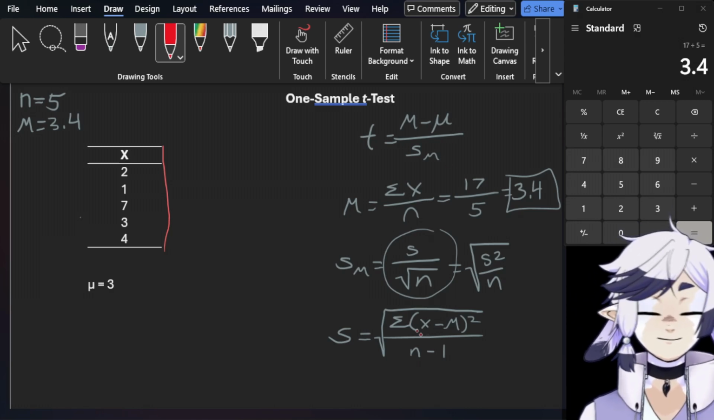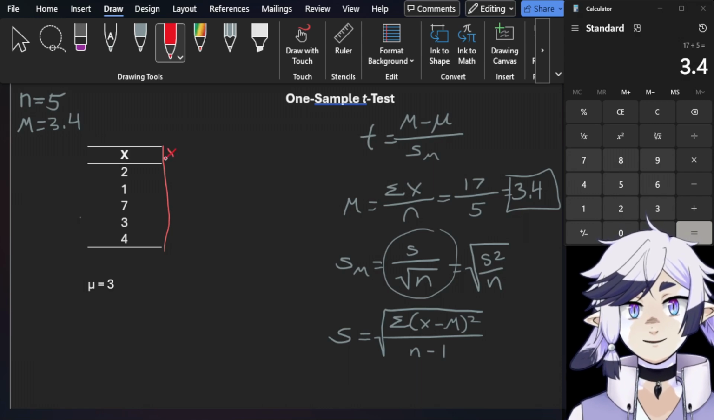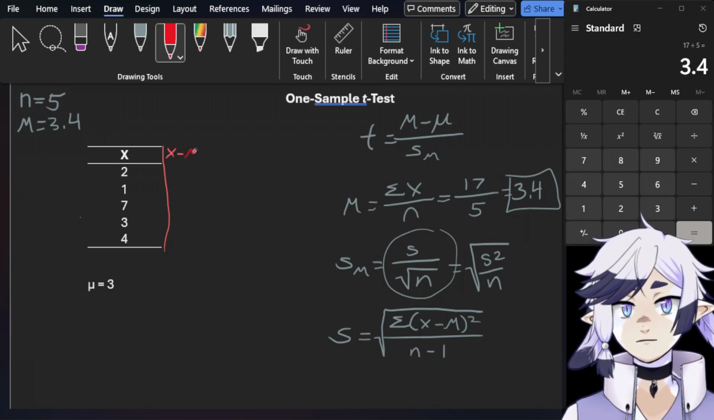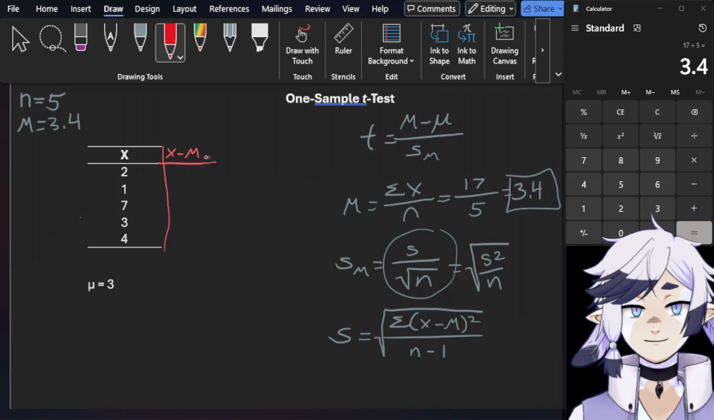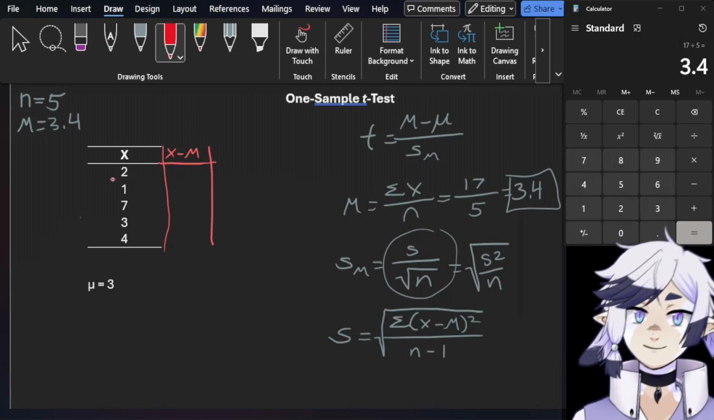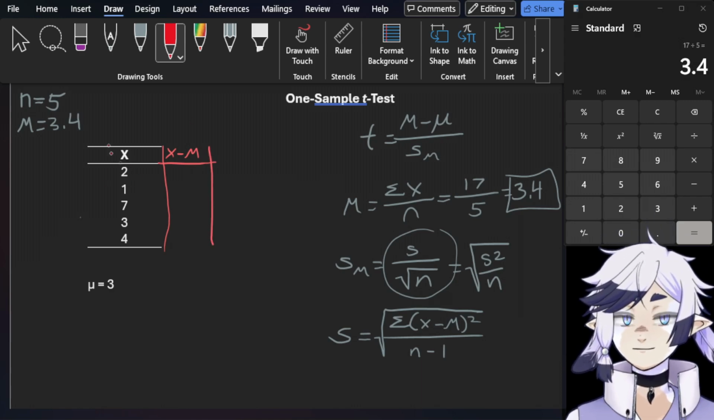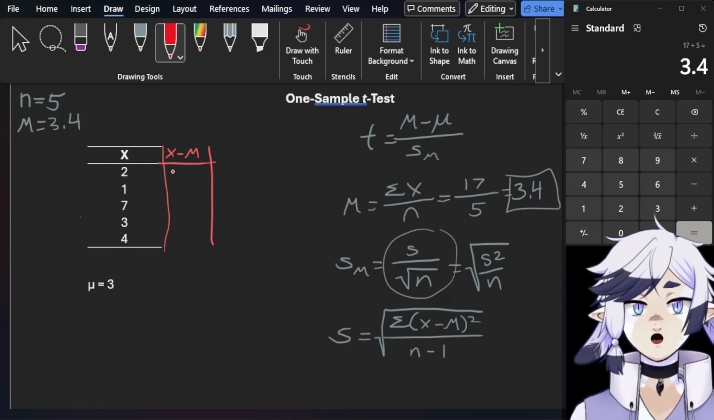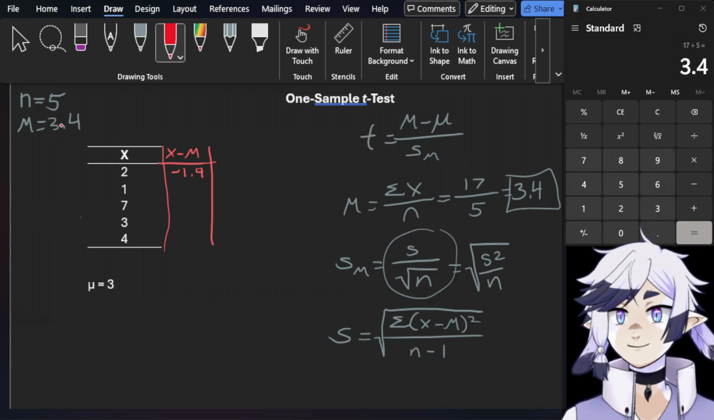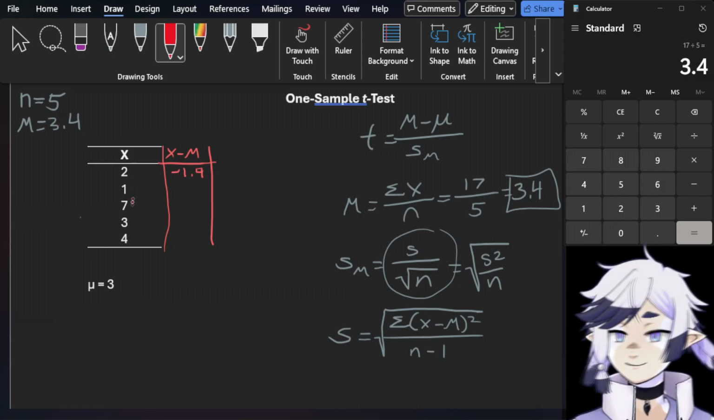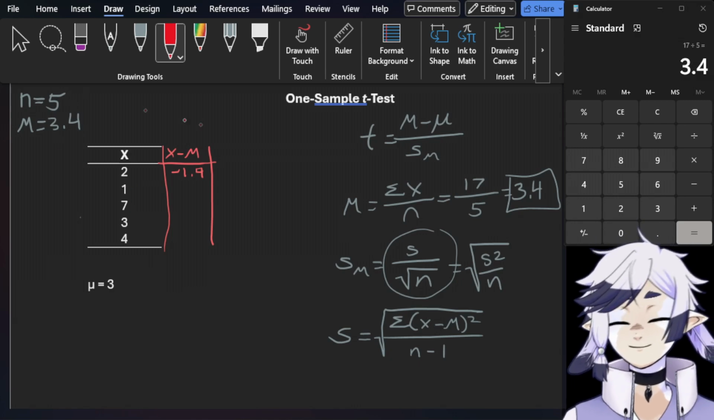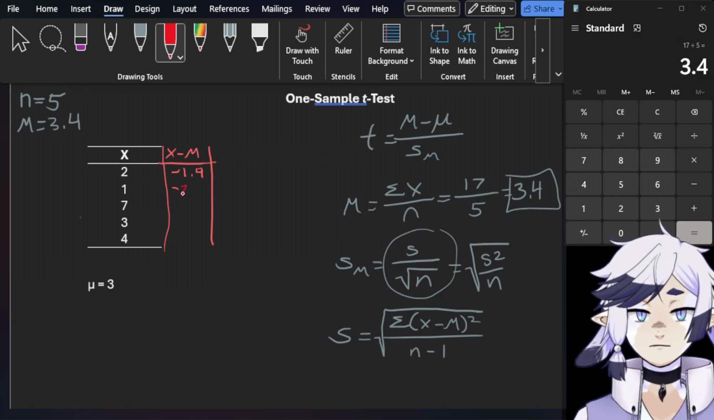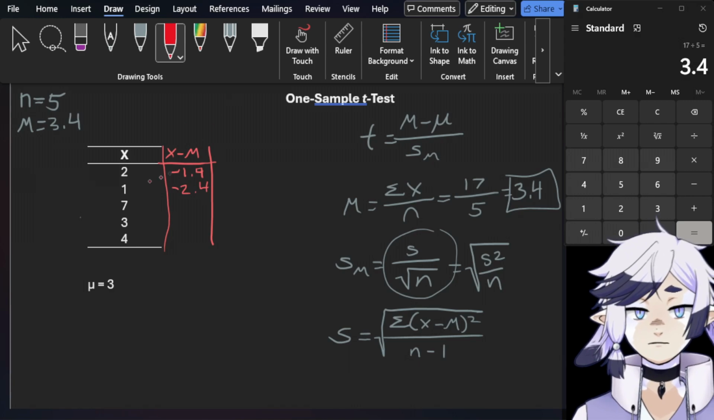So first, let's do the bit in the parentheses. That means we're going to take each score, each x value, minus the sample mean. That is our first step. So first, we're going to take 2 and subtract the sample mean. 2 minus 3.4 is negative 1.4. Then we do that for the next one, all the way down. 1 minus 3.4 is negative 2.4.